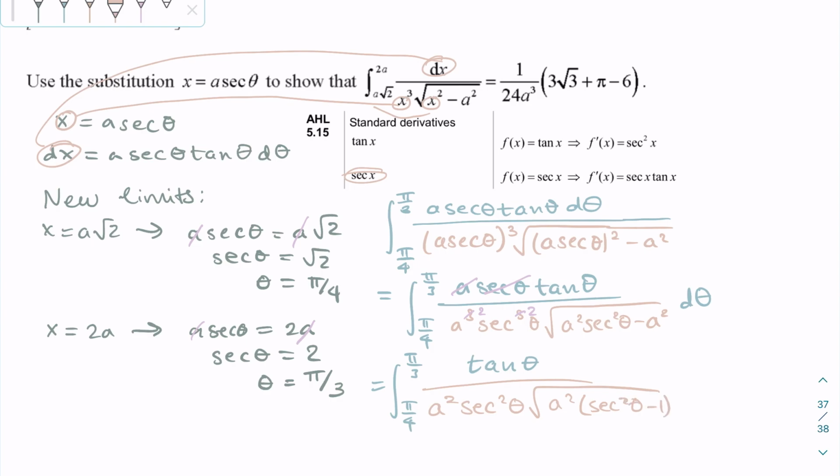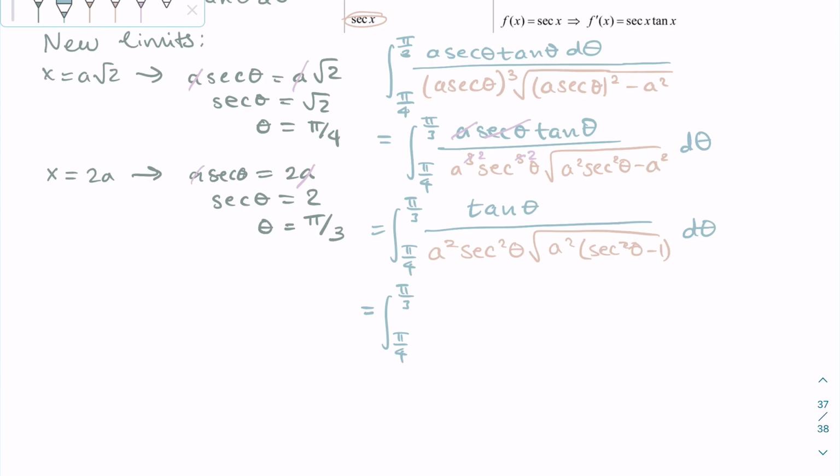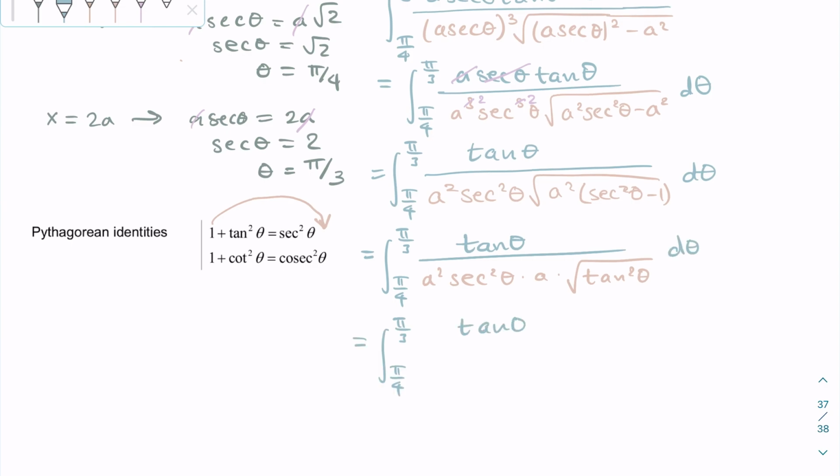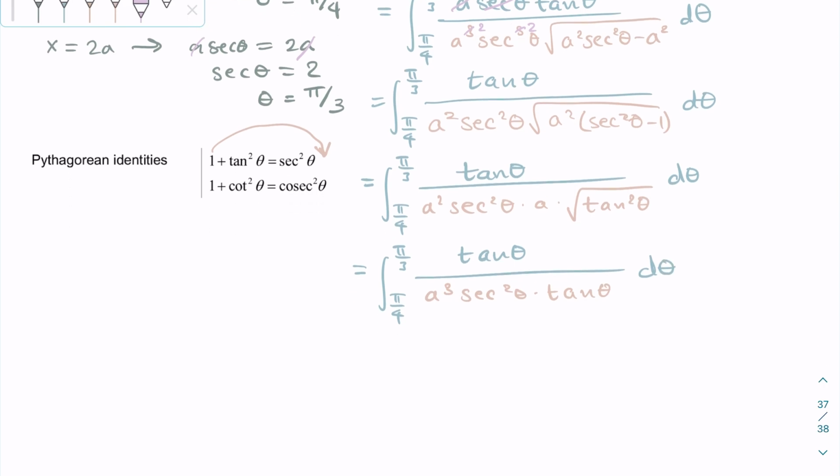We can also factor a squared inside of the square root. Whenever you see a trigonometric function being squared, it might be helpful to look to see if this can be represented in a Pythagorean identity. For example, secant squared theta minus 1 can actually be written as tan squared theta. The a squared and tan squared underneath the square root become a and tan theta. The tan in the denominator then cancels out with the tan in the numerator.